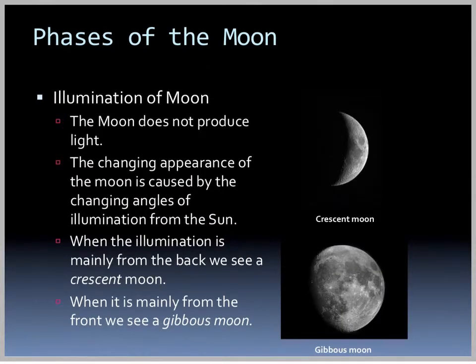So the moon does not produce light. It reflects light. So the changing appearance of the moon is caused by the changing angles of illumination from the Sun. When the illumination is mainly from the back, we see a crescent moon. When it's mainly from the front, we see a gibbous moon. Crescent is less than half lit, gibbous is more than half lit.